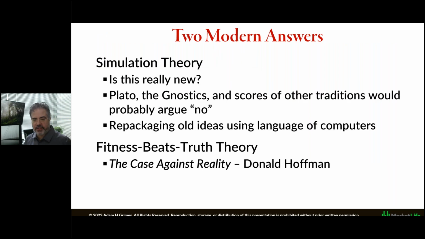Two modern answers to this "what does anything mean" question. One is simulation theory, and a lot of very smart people are talking about this idea, and people have come up with math that shows that the probability that we're living in a simulation is something close to 100%. And this seems like cutting edge thinking, right?